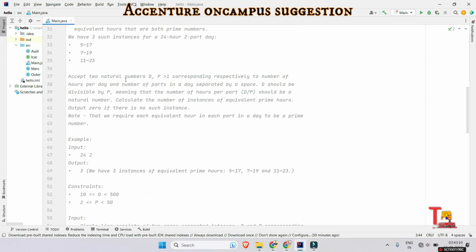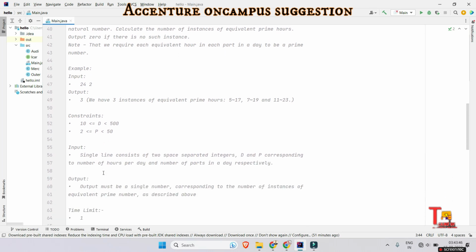Accept two natural numbers, D and P greater than 1, corresponding respectively to the number of hours per day and the number of parts in a day, separated by a space. D should be divisible by P, meaning that the number of hours per part should be a natural number, that is D by P. Calculate the number of instances of equivalent prime hours, and output 0 if there is no such instance. Note that we require each equivalent hour in each part of a day to be a prime number.